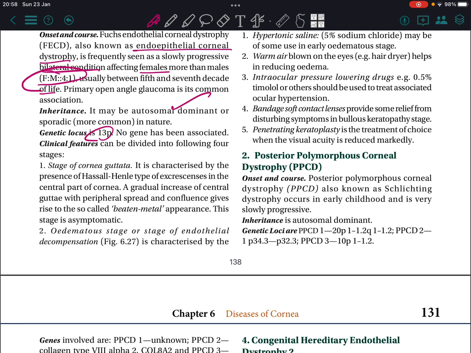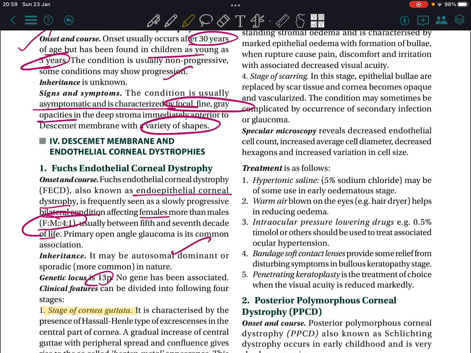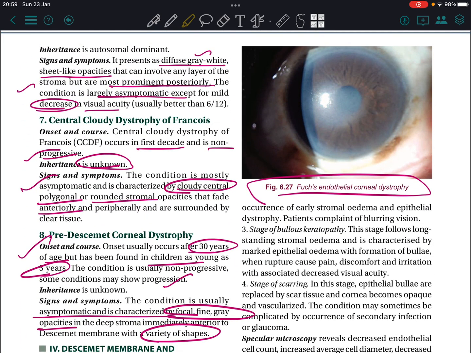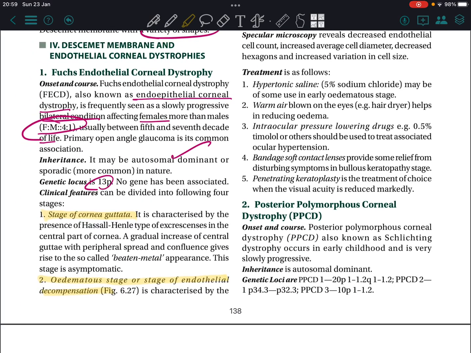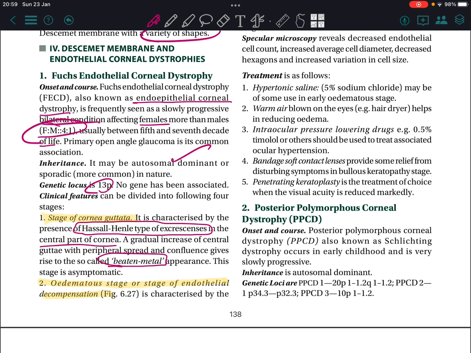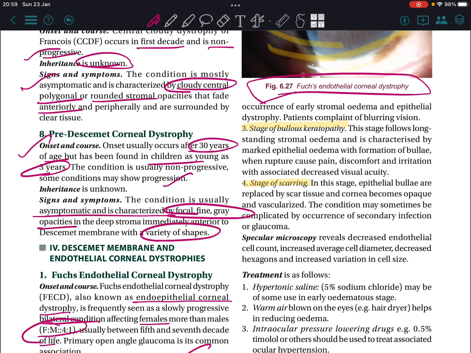Clinical features can be divided into 4 stages: stage of corneal guttata, edema stage of endothelial decompensation, stage of bullous keratopathy, and stage of scarring. Stage of corneal guttata is characterized by the presence of Hassall-Henle type of excrescences in the central part of the cornea. Gradual increase of central guttae with peripheral spread and coalescence gives rise to the so-called beaten metal appearance. This stage is asymptomatic.